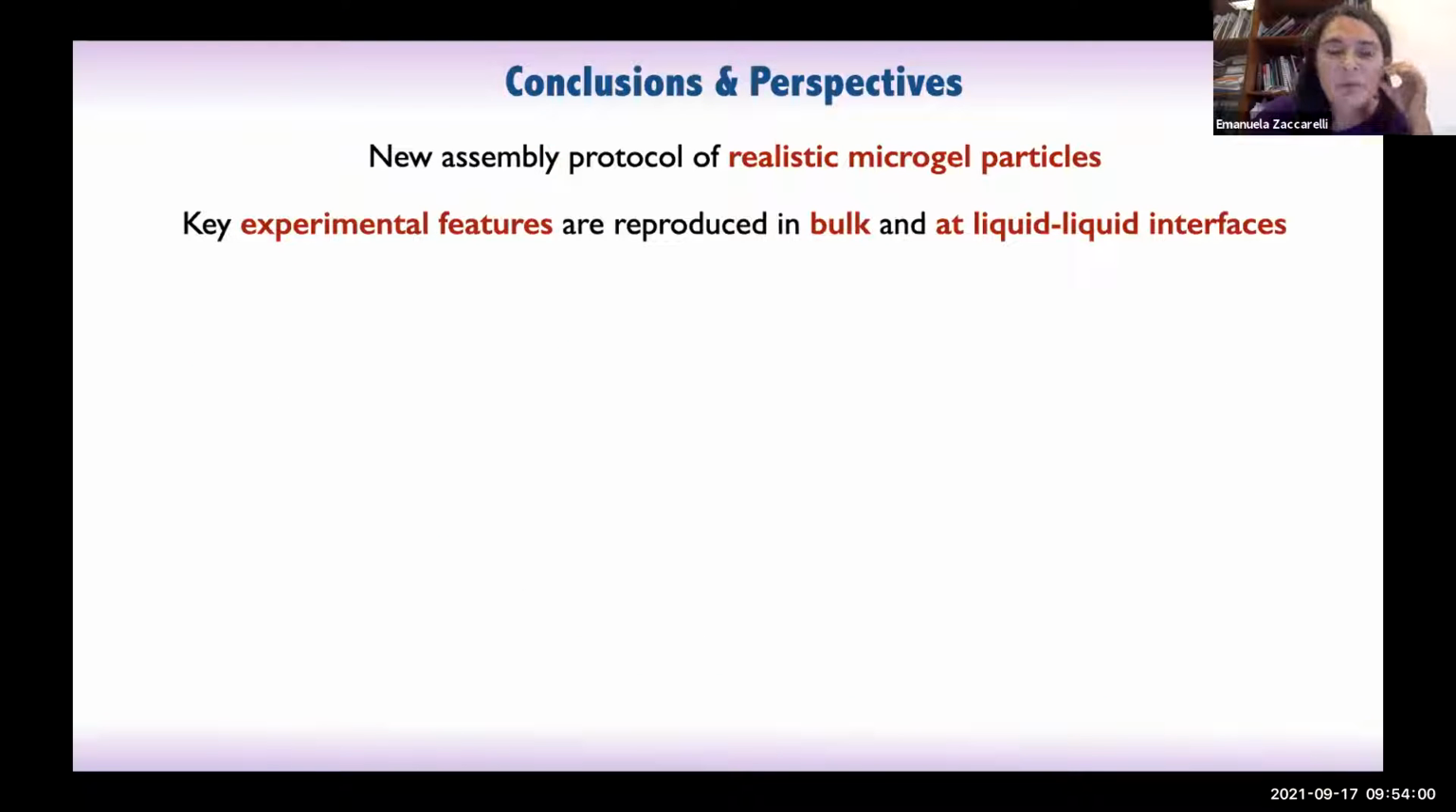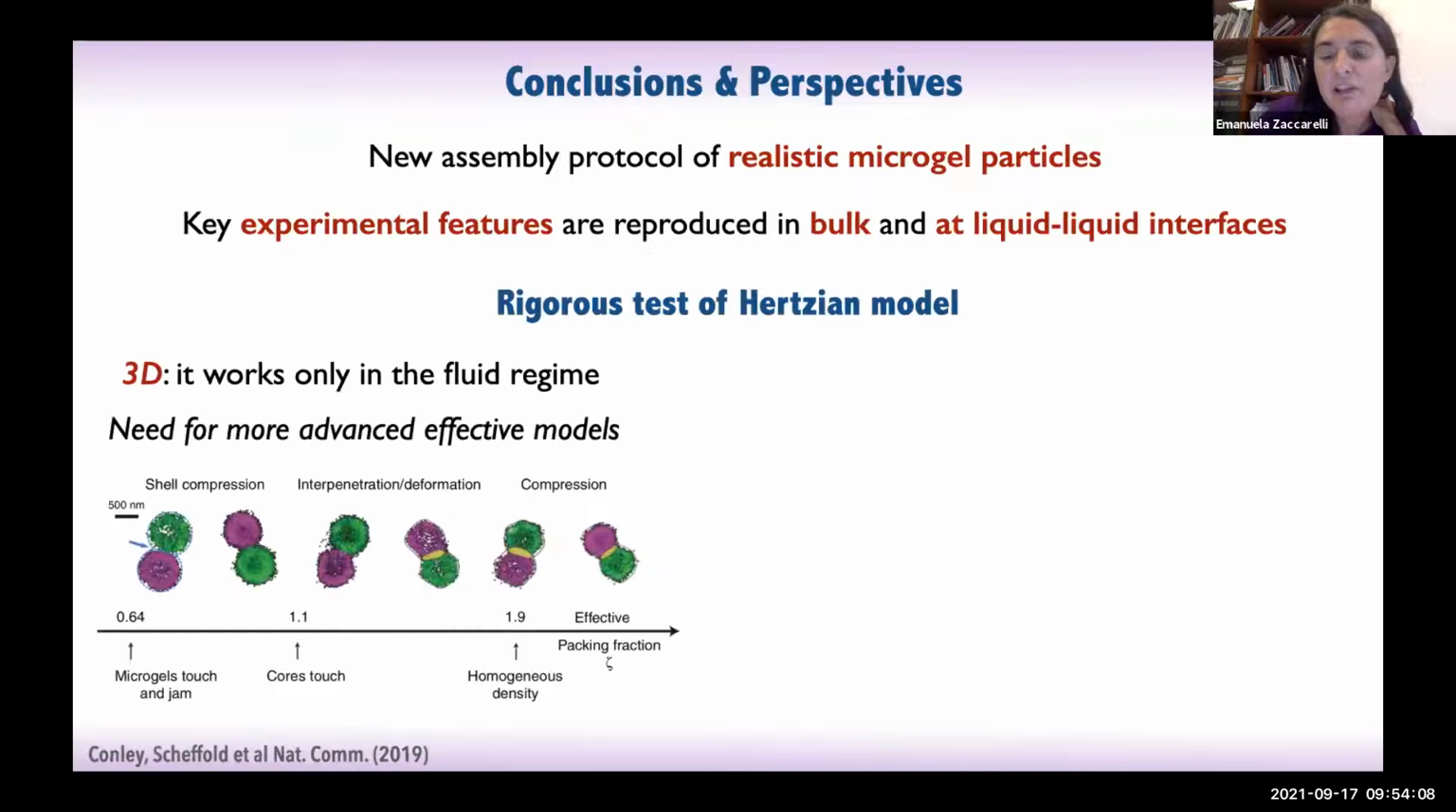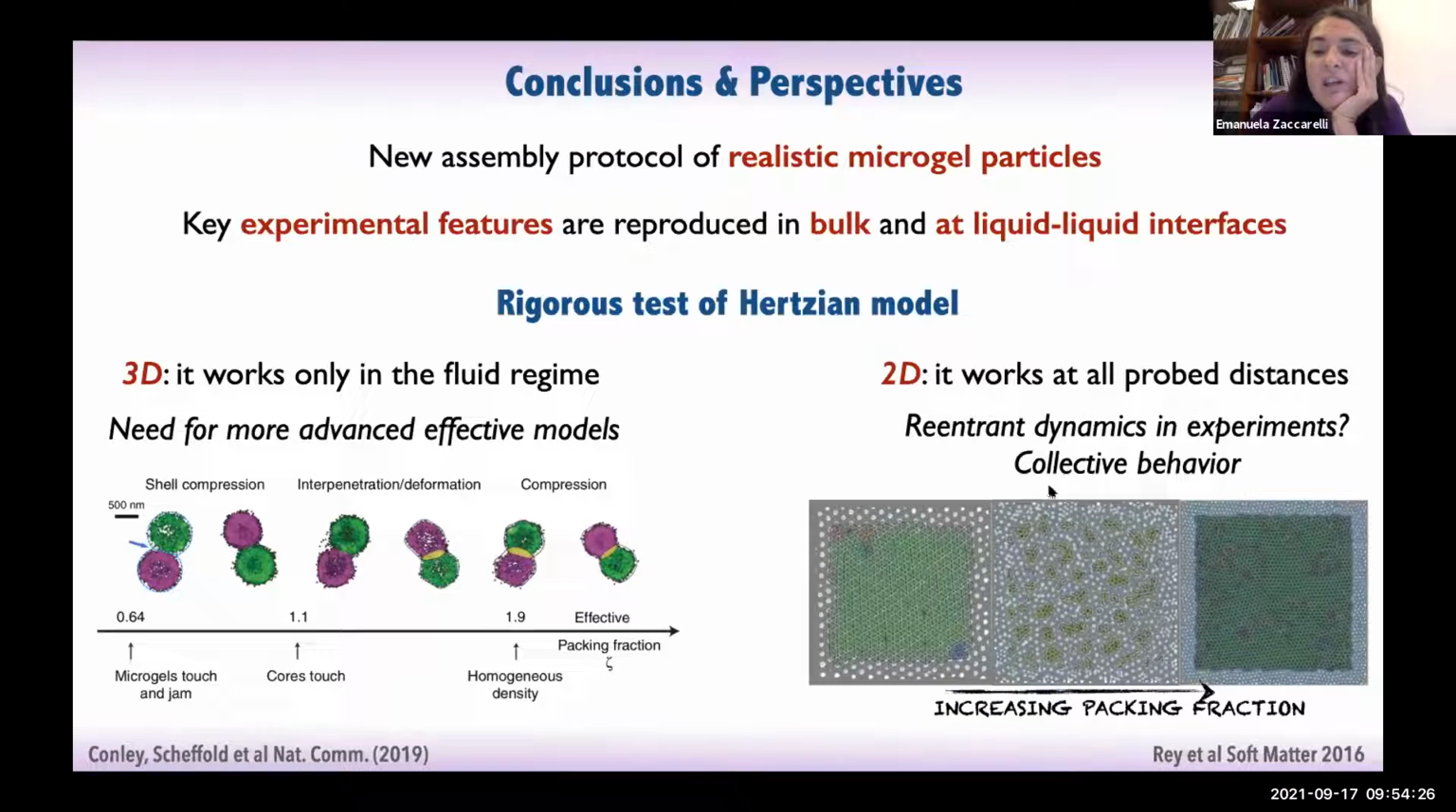I hope I convinced you that we have developed a new assembly protocol for these microgel particles that is able to reproduce key experimental features, both in bulk and at the liquid-liquid interface. In 3D, we need more advanced models in order to capture these intriguing effects that have been seen, for example, by these beautiful super-resolution microscopy experiments from the group of Frank Scheffold. And in 2D, it will also be interesting to see whether the Hertzian model really works, since it predicts re-entrant behavior and interesting assembly, so it's work in progress.